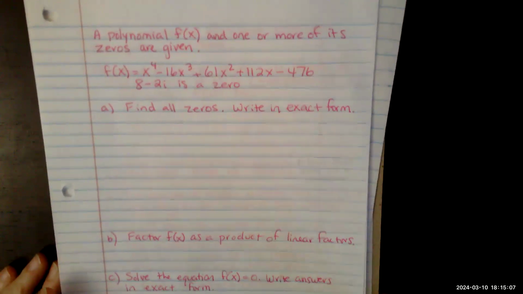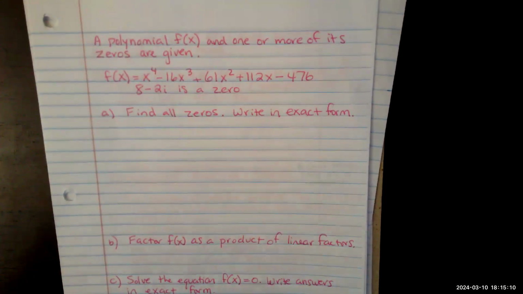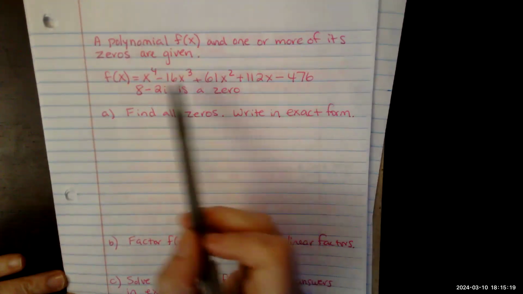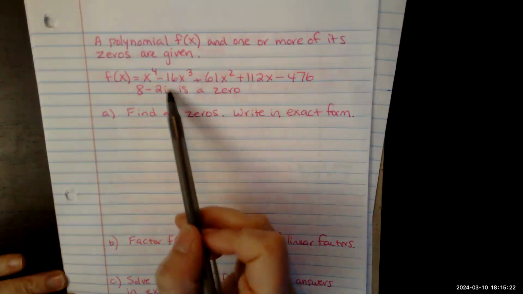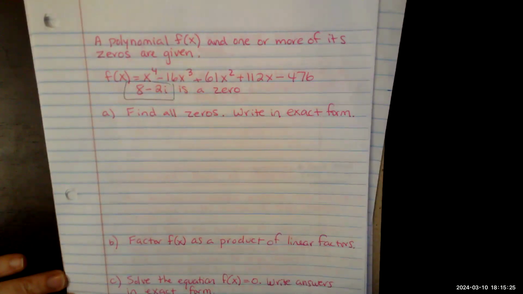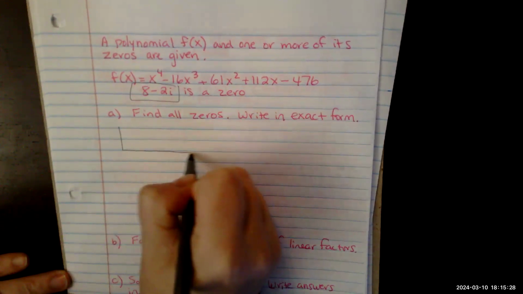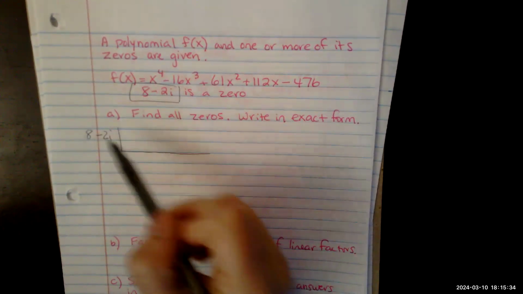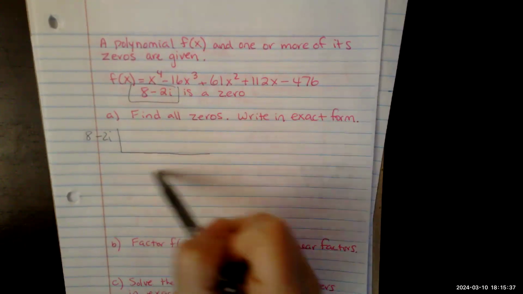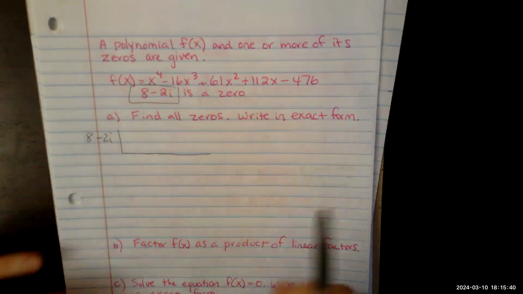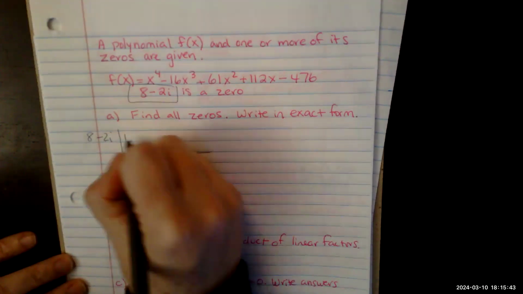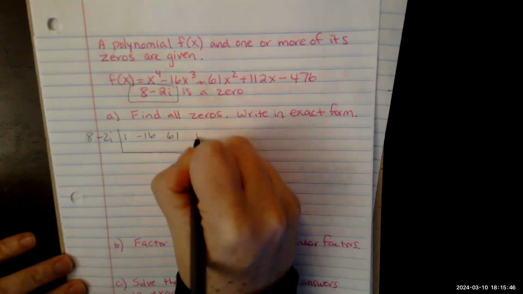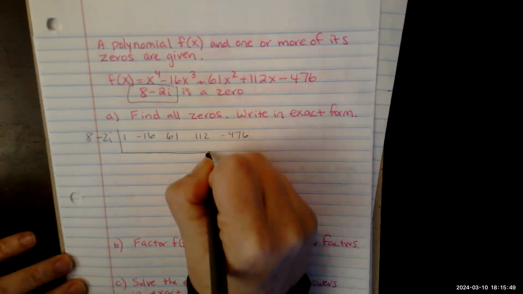So now it's telling me that a polynomial f of x, and it's going to give me one or more of its zeros. Okay. So if it's telling me that this is my function and this is one of my zeros, even though that's not a nice number, remember we can use that to get started. Because if that's a 0, I should be able to divide it out nicely. And then I could go from there and see if I could maybe factor or do something else. So my numbers are 1, -16, 61, 112, and -476.